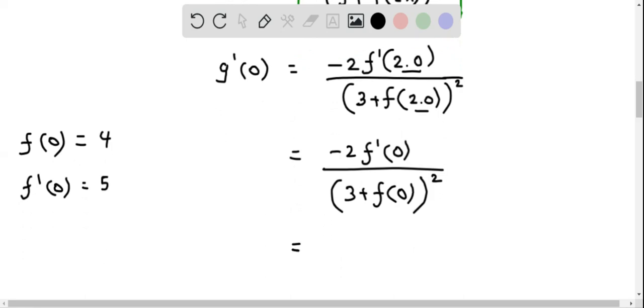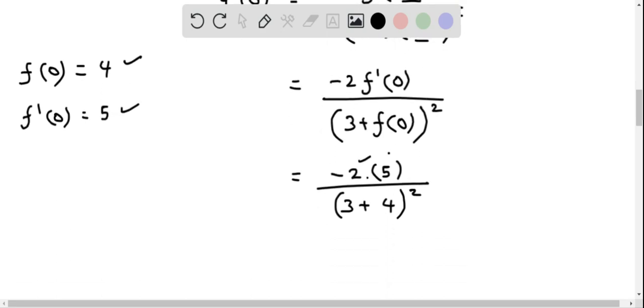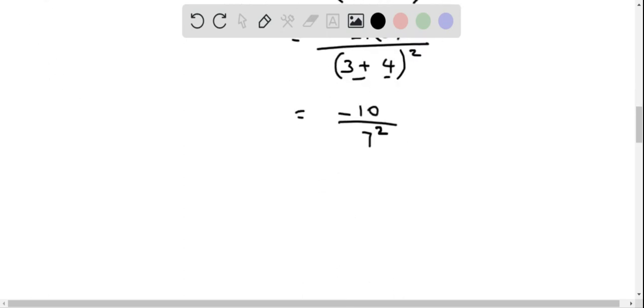Now let's substitute the values which we know, that is f of 0 equals 4. So therefore this becomes negative 2 times, f prime of 0 is 5, so replace f prime of 0 by 5. And this is divided by 3 plus, replace f of 0 by 4. Therefore, it becomes 3 plus 4 quantity squared. Negative 2 times 5 equals negative 10, divided by 3 plus 4 is 7, so it is 7 squared. And so this equals negative 10 by 49. And so this is g prime of 0.